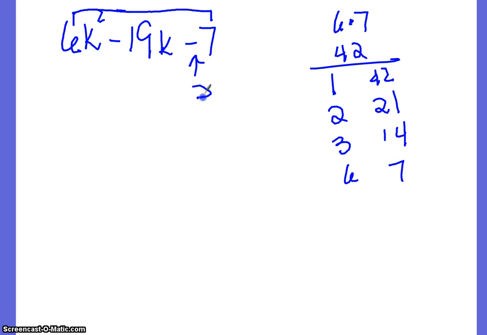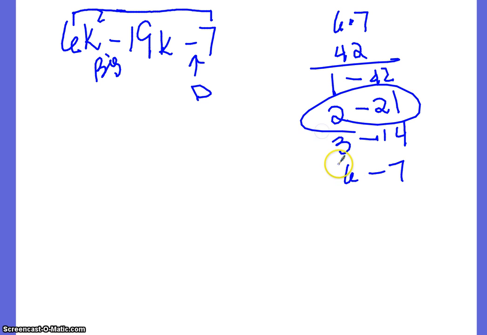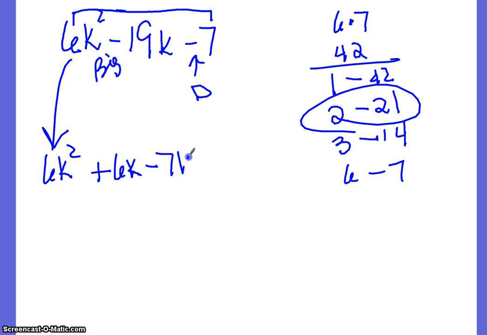Signs are going to be different, and the big one is negative, so you make all your big ones negative. They need to equal negative 19, so you're going to use 2 and negative 21. You do not get to write your answer. You've got to bring down your 6k squared, pull over your plus 2k minus 21k, bring down your minus 7 from the end. You're going to cut it in half.